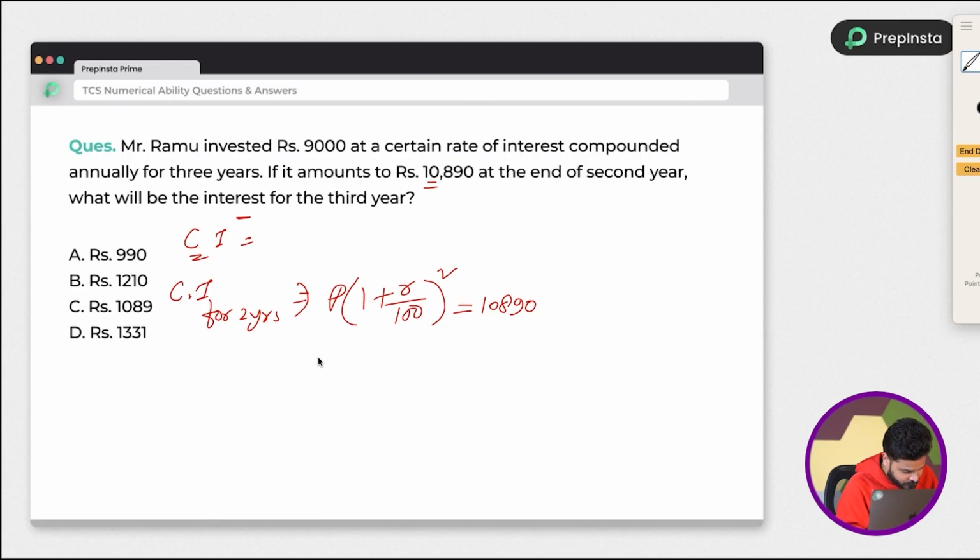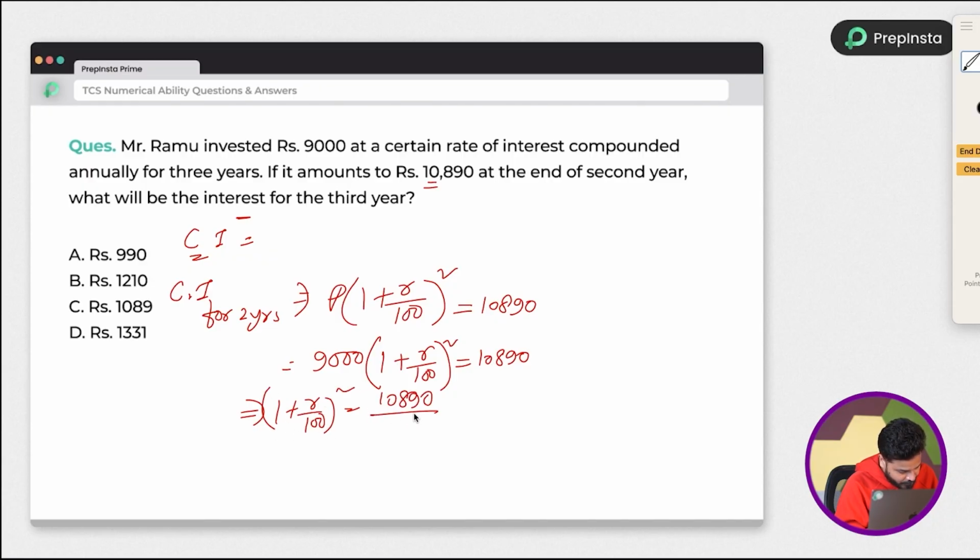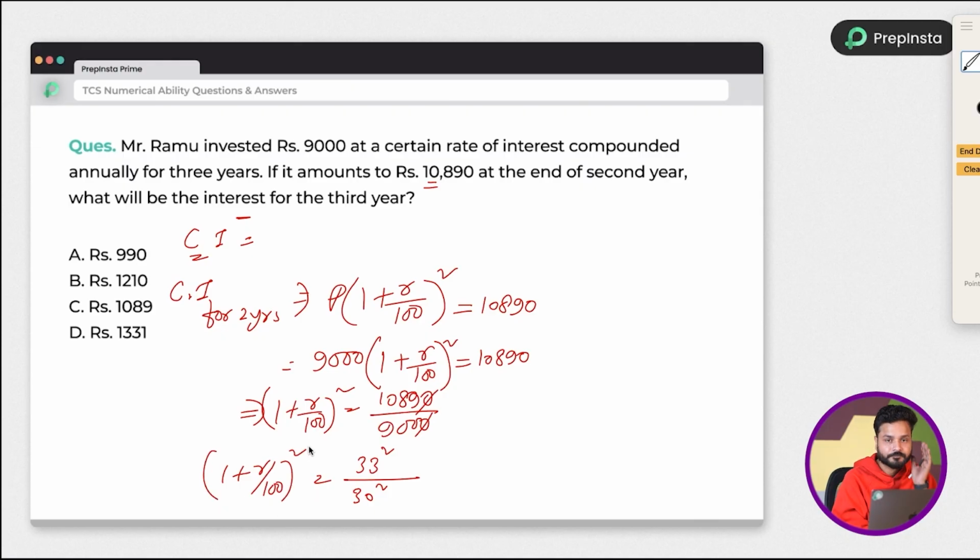10,890 is what is given to us. What is the principal amount? The principal amount is 9,000. So 9,000 into (1 plus R by 100) the whole square is 10,890. So (1 plus R by 100) the whole square is 10,890 divided by 9,000. 0 and 0 gone, right? Now, one thing is for sure, guys, because there's a trick, and that's what the formula is. There is definitely a perfect square lying in it. Because I have to remember, this is basically 1089 is 33 whole square, 900 is 30 whole square. 1 plus R by 100 whole square.